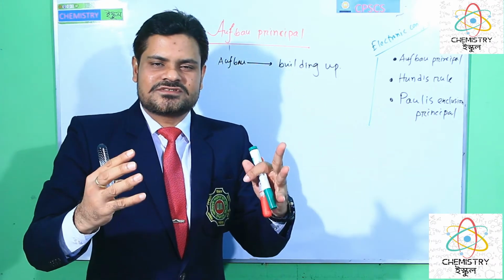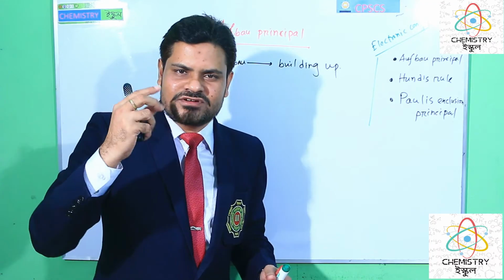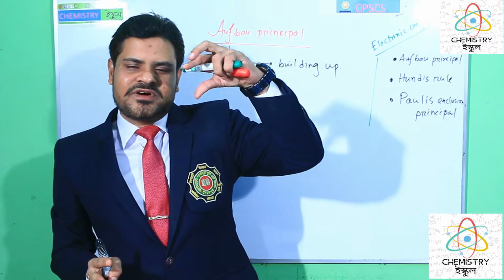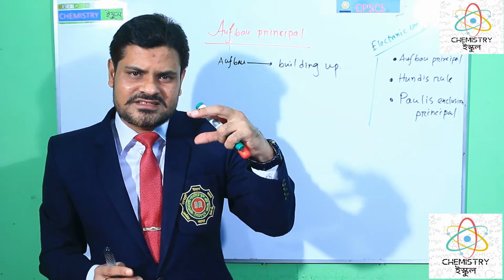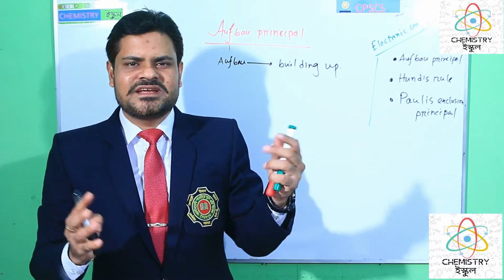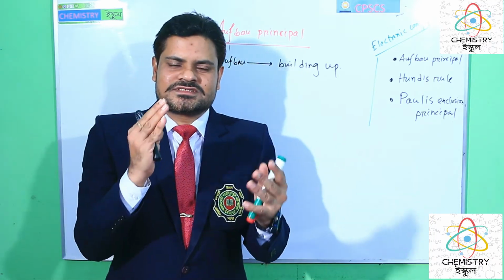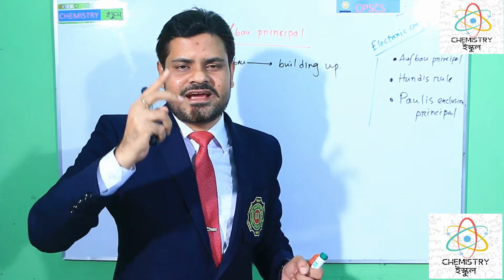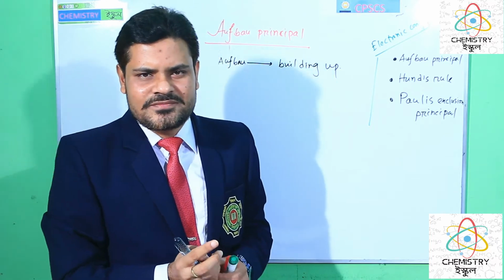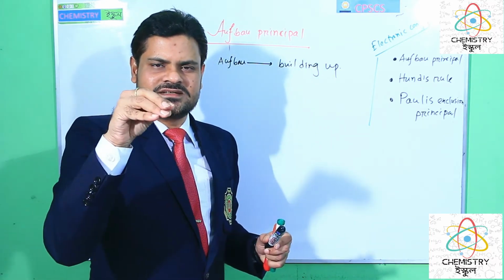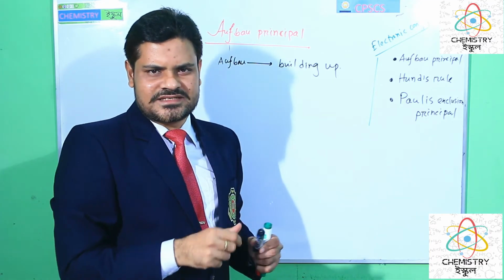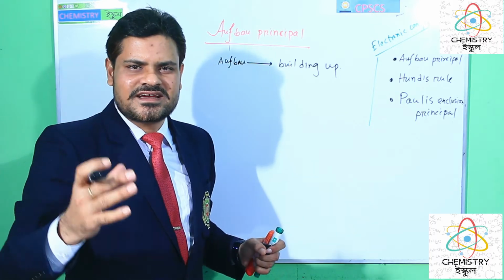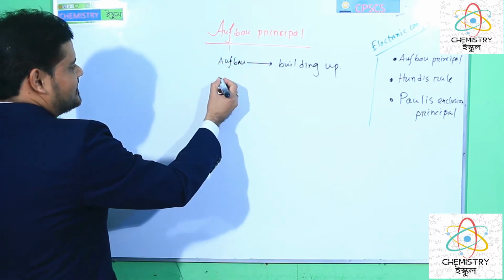What is the main concept regarding the Aufbau principle? The main concept is, dear learners, electrons occupy different orbitals according to increasing energy. I mean, if we want to say this in an easy way, electrons enter first to the lower energy orbital, then to the higher energy orbital. And how can we find out which orbital is lower energy and which orbital is higher energy?